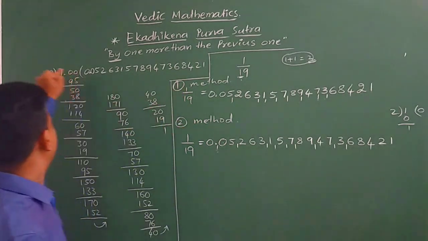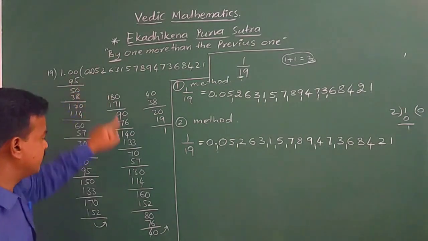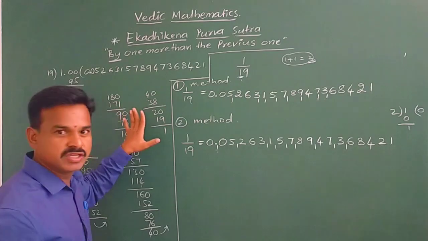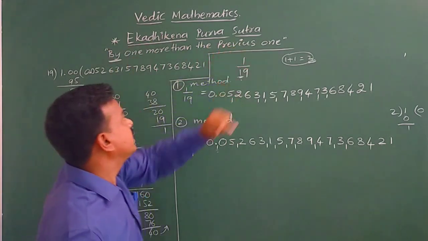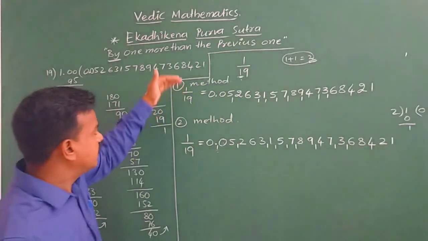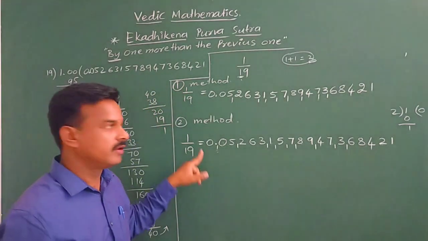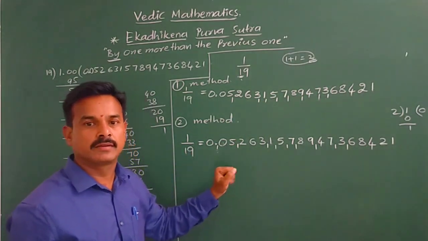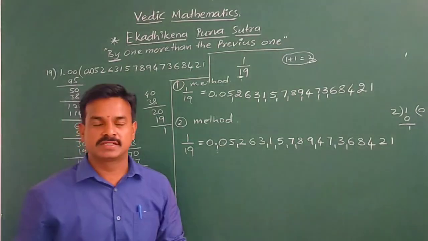You see here, by this current method we have to do this division. It is very difficult and time consuming. And if you take this sutra, that means the Ekadhika Purvena Sutra, then in 2 methods we can get the answer easily. In 1 row only, in 1 line only it can be written. Okay. This is the usefulness of Vedic mathematics sutras.